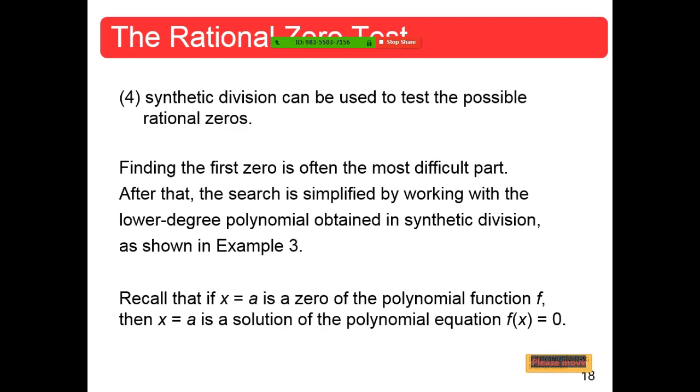Okay. After that, the search is simplified by working with lower degree polynomials, as shown before, using synthetic division, as we just did in example 3. But recall that if x equals a is a zero, then x equals a is also a solution of that polynomial equation, f of x equals 0. And that also means that x minus a is a factor of that polynomial, f of x. Okay? So, keep those things in mind.